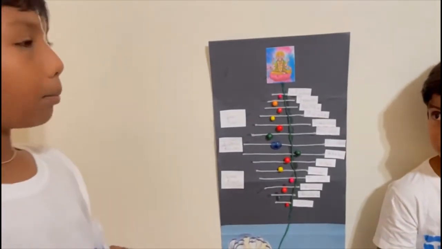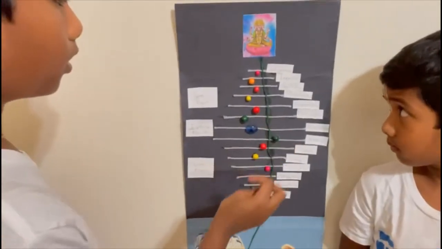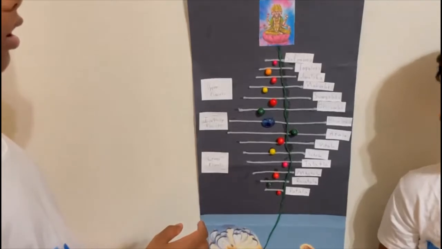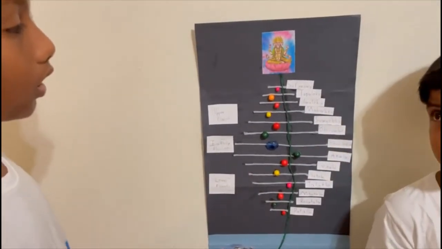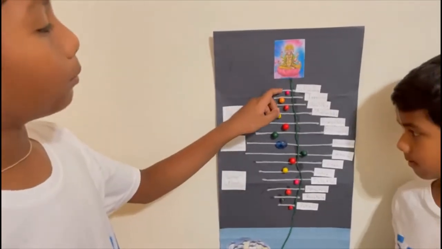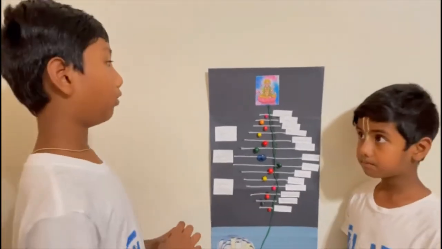And the upper planets are Bhuvaloka, Svargaloka, Maharloka, Janaloka, Tapaloka and Satyaloka. So Satyaloka is where Brahma resides, and it's the topmost planet of the universe.